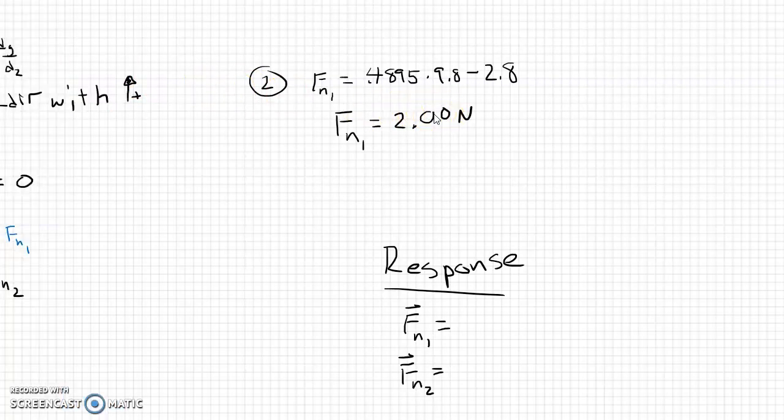So my final response to the question is that the normal force 1 is going to be 2.00 newtons upwards, and the force due to support number 2 is going to be 2.80 newtons upwards as well.